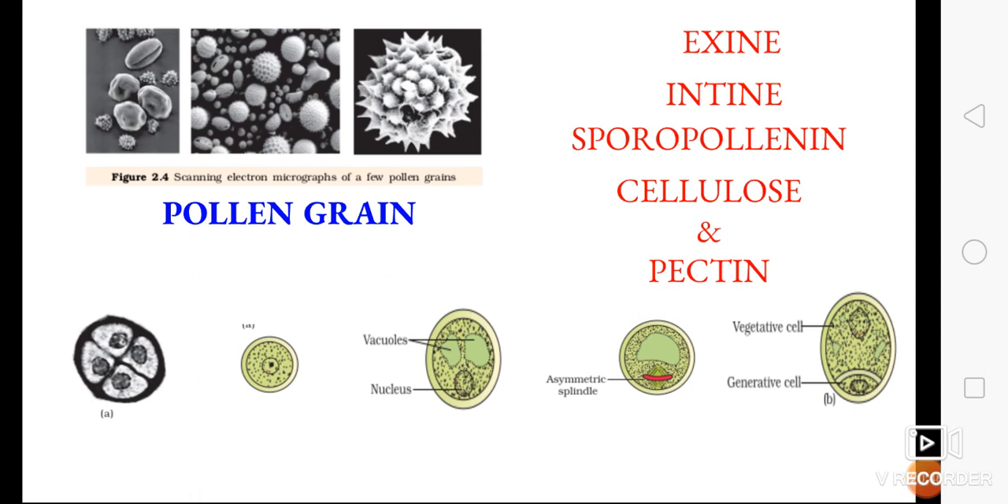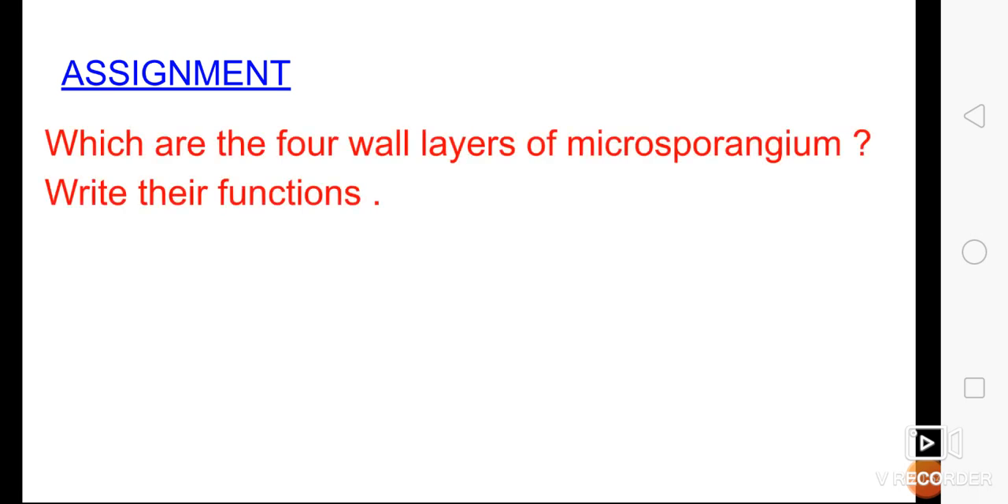Then there is one assignment for you. It's a question. You have to answer this question in your notebook. Which are the four wall layers of microsporangium? Write their functions.